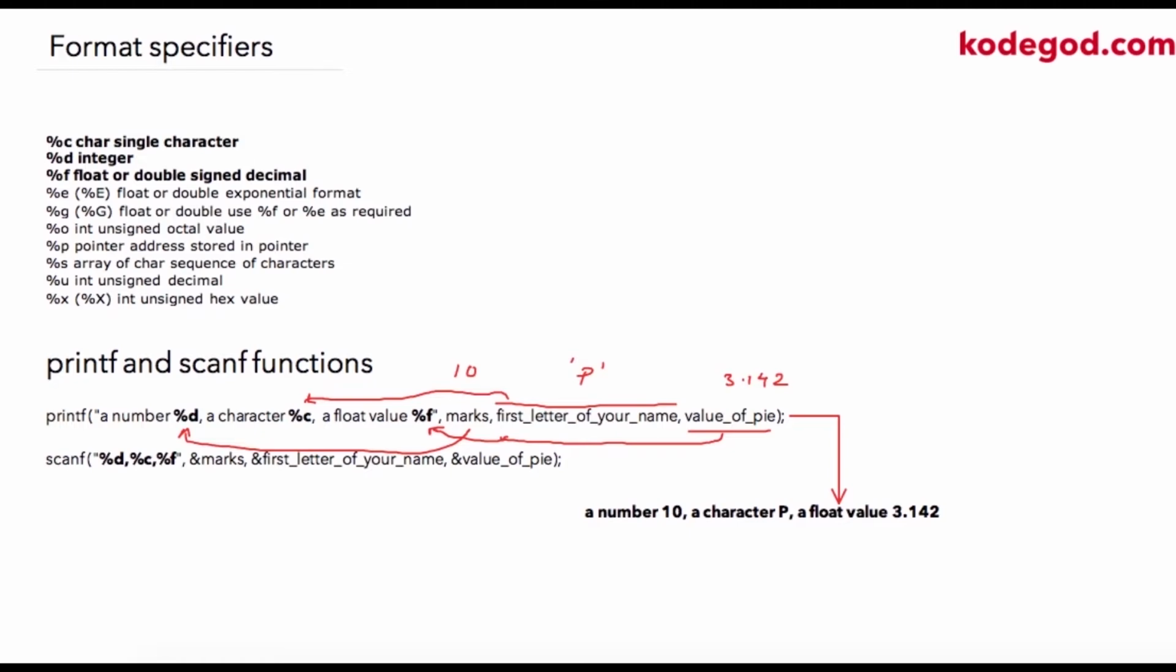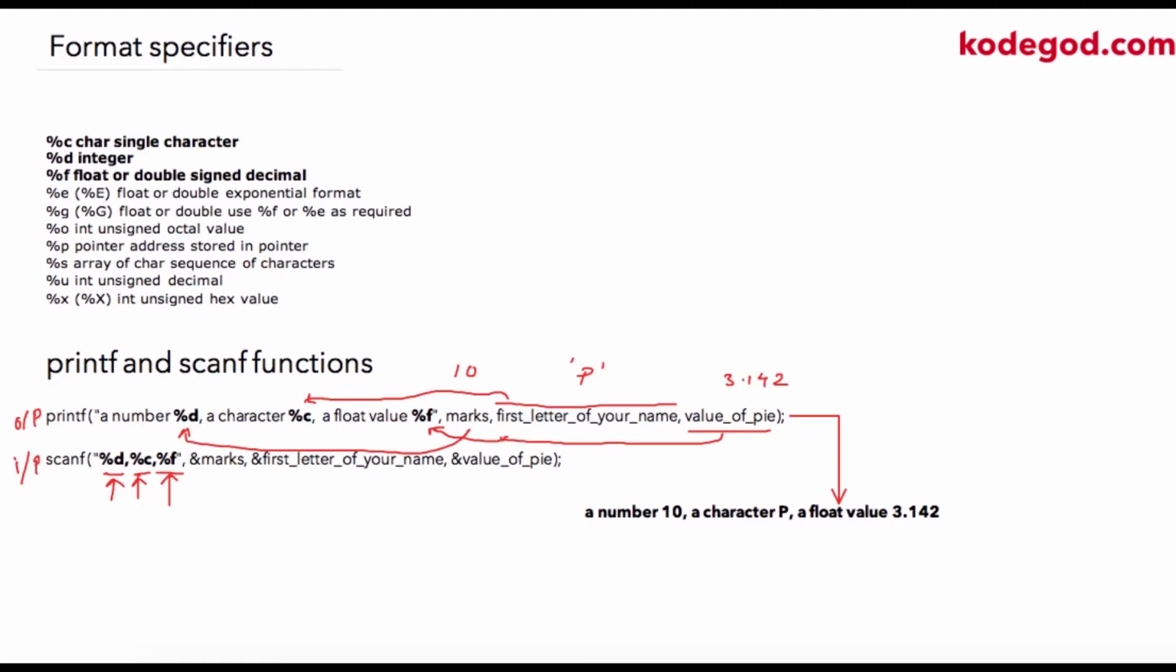Now, the next statement is the scanf statement. The printf statement is used for displaying values, so it is used for displaying output, and scanf is used for taking values from the user. What scanf does is it tells the compiler to take these three values, and I'm also mentioning what type of value to take from the user and where to store those values.